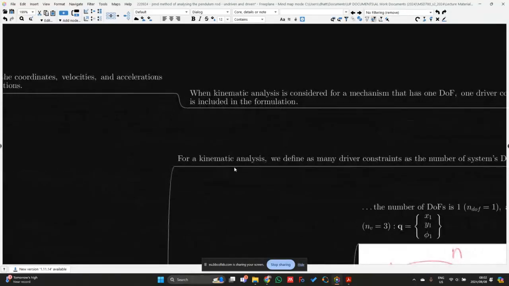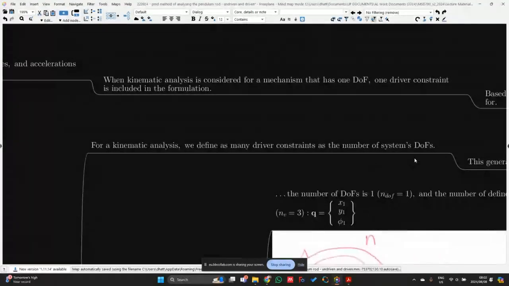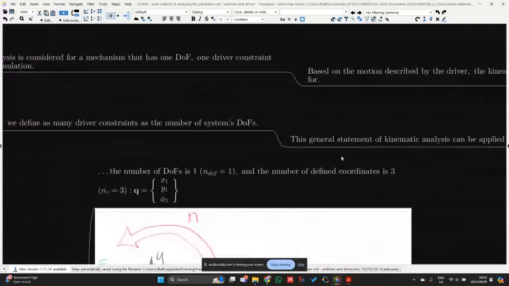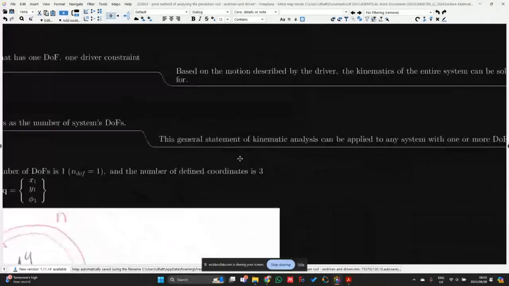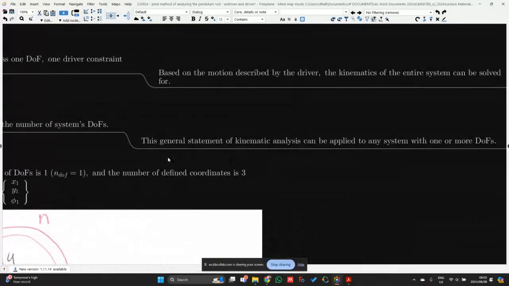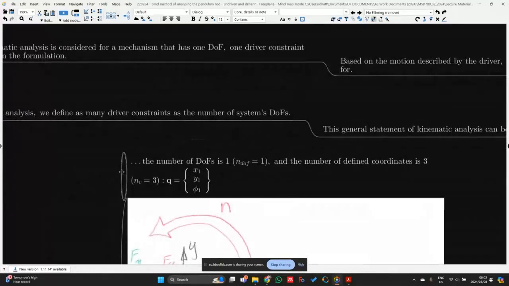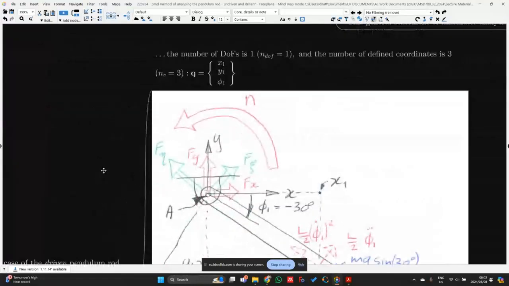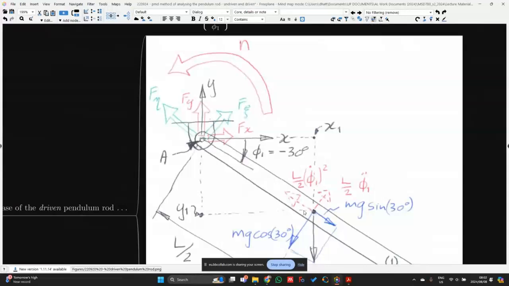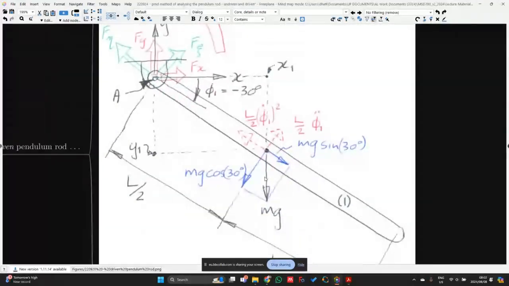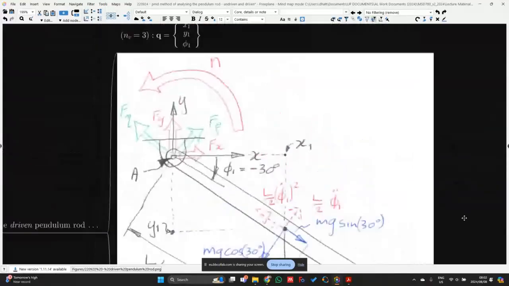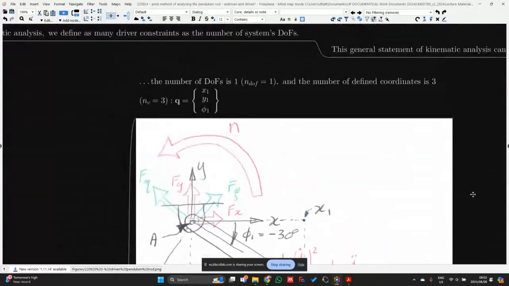So for a kinematic analysis, we define as many driver constraints as the number of the system's degrees of freedom. This general statement of kinematic analysis can then be applied to any system with one or more degrees of freedom. To illustrate this, we can look back at our example for the pendulum rod. In this case, you'll see that our pendulum rod changed a bit. Previously, we just had this weight acting over here with its components. Now we have some sort of a torque or a moment that we're applying at the joint as well. This is then going to affect the acceleration and the overall dynamics of the system.